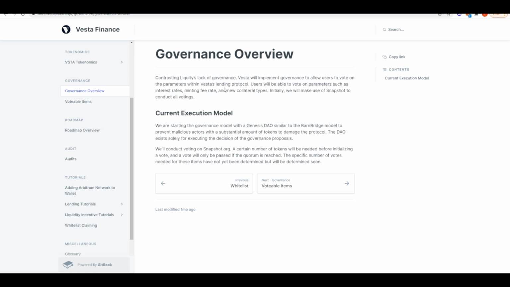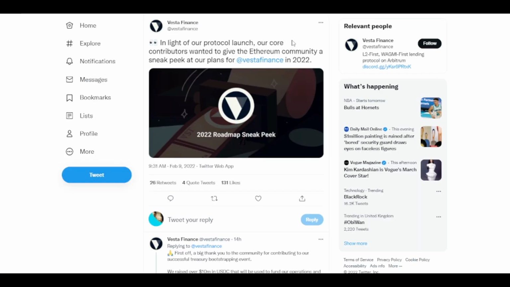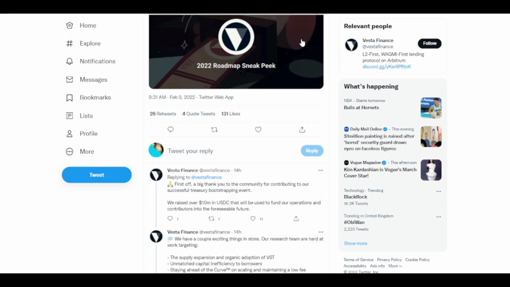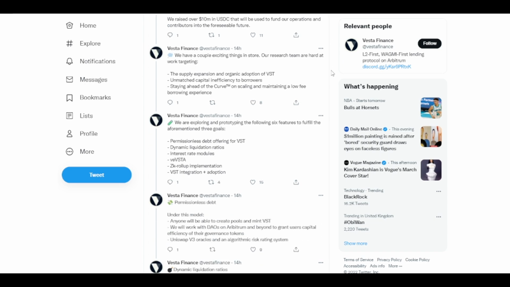So as you can see here, users will be able to vote on parameters such as interest rates, minting fee rates, and new collateral types. So I'm quite excited about this. This is quite interesting, as Vesta Finance is one of the, I'm going to say, pioneers of the DeFi ecosystem on Arbitrum. I think they're going to be working on some really cool stuff.